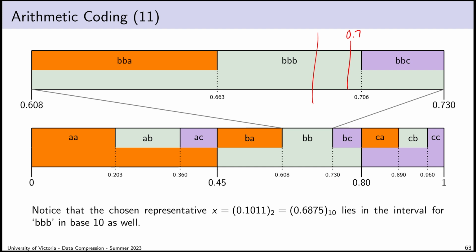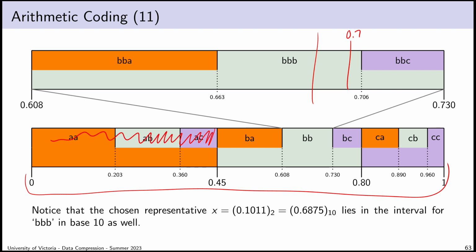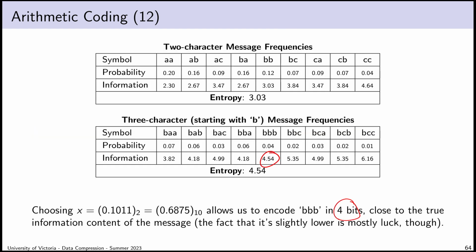Instead, I could compute the range for BBB by subdividing up the number line into A, B, and C. And then I don't care about the messages beginning with A's because I know my message is BBB, so I don't bother subdividing A and C. I just subdivide B, and then I subdivide BB, and then I end up here. So I can zoom in pretty quickly and accurately on my message. I don't have to bother computing every possible message.